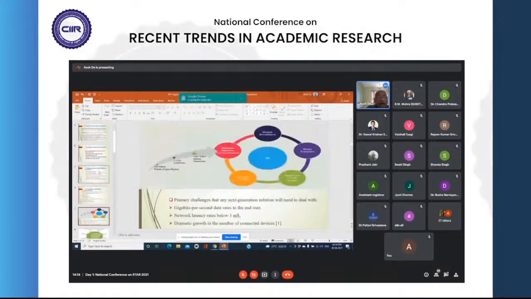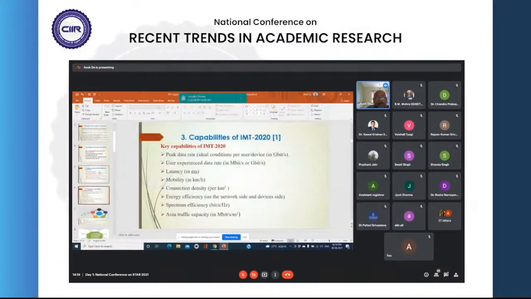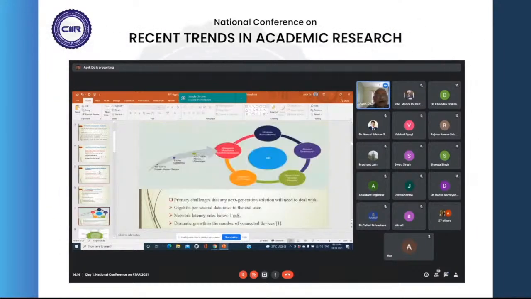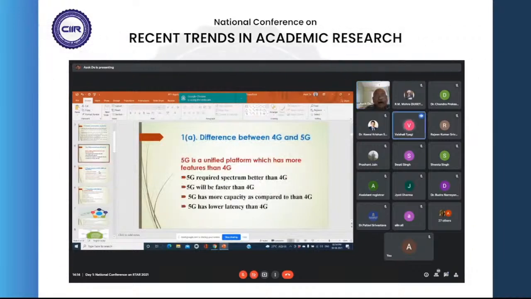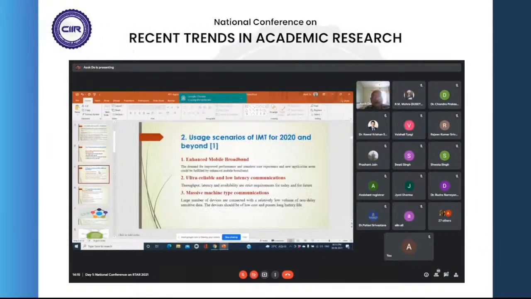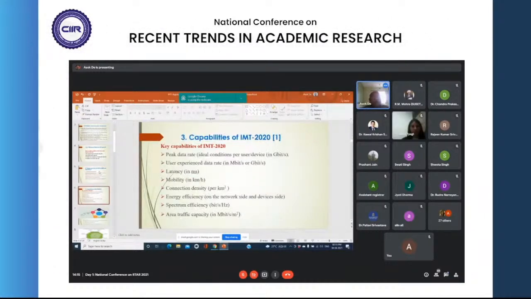Can I start from the very beginning? So you can continue where you stopped. Okay, yes, sir. So I can go to the next. The key capabilities of the IMT 2020 is.